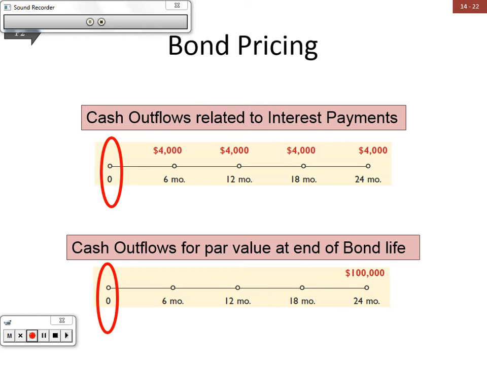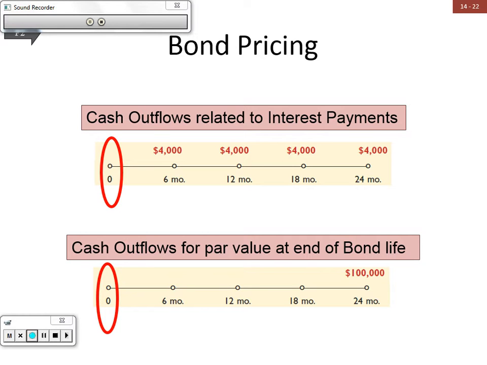So bond pricing, cash outflows related to interest payments. What do you think this refers to? At this point on page 562, this is where it's so important to talk about present values of bonds. I know you guys have heard of present value, future value, those types of things, but now we're just dealing with present value. Cash outflows related to interest payments: in 24 months, there has been how much interest? 4 times 4 is 16, right? Yeah, so we have had a total of $16,000 in 24 months that has been paid for interest.